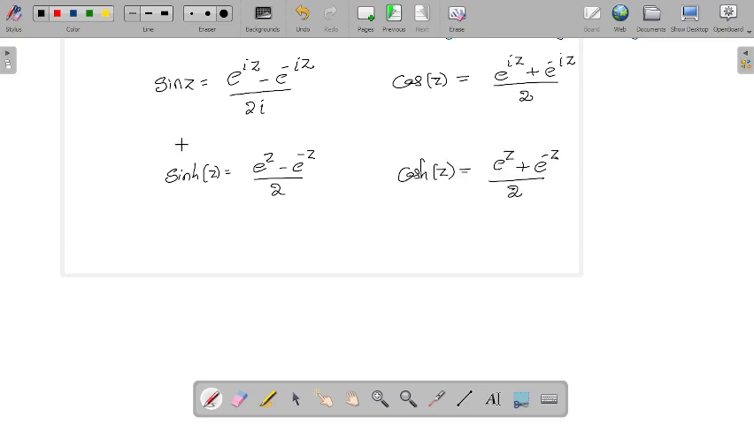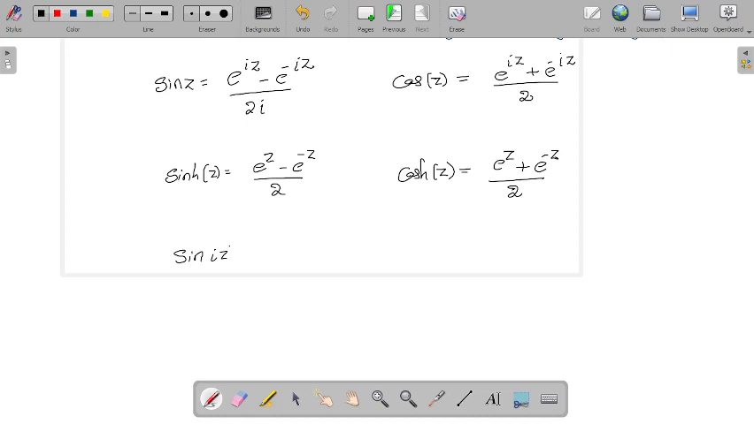Now I'd like to see the relation between sin z and sinh z, because you see here you have i's, whereas here you don't have i's. So now let me do one thing. Let me see what is sine of iz. Can it be expressed in terms of sinh z or not?